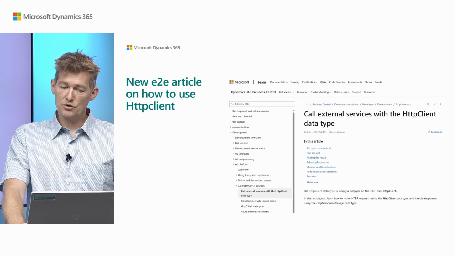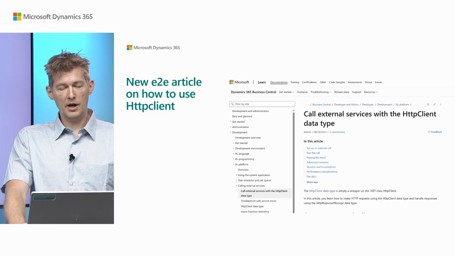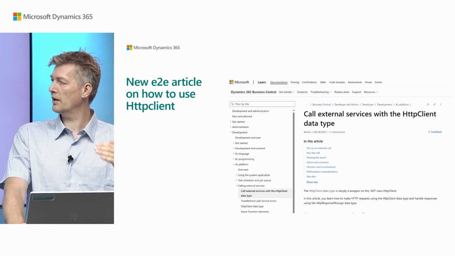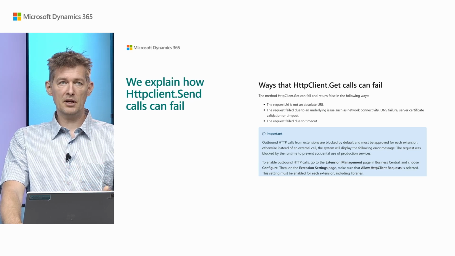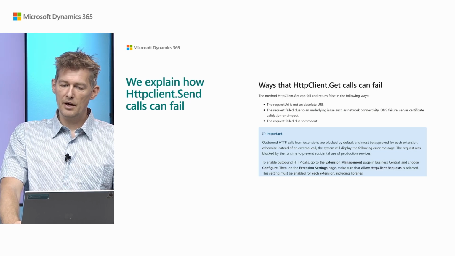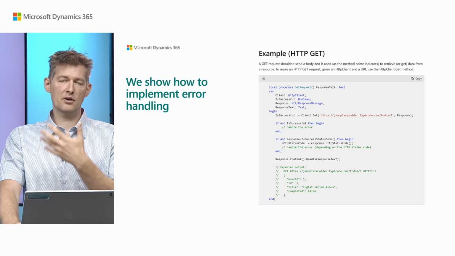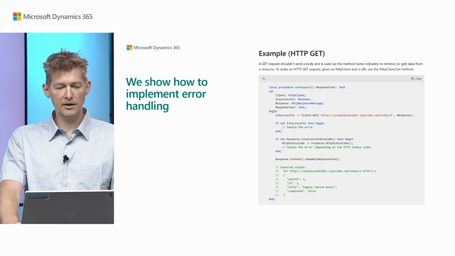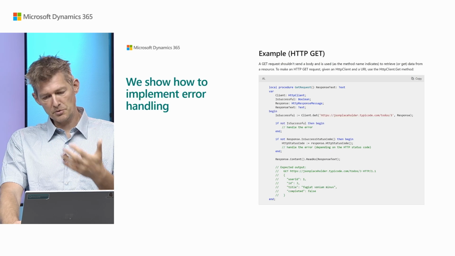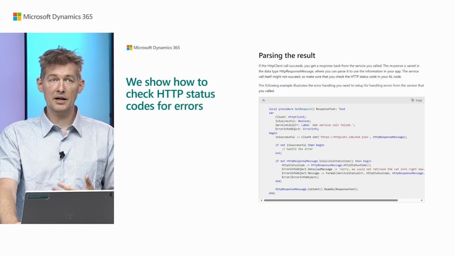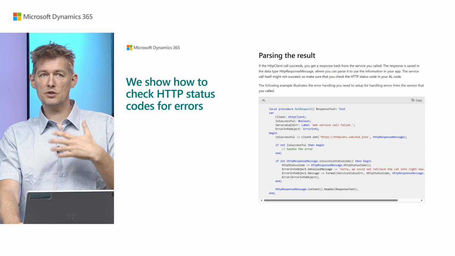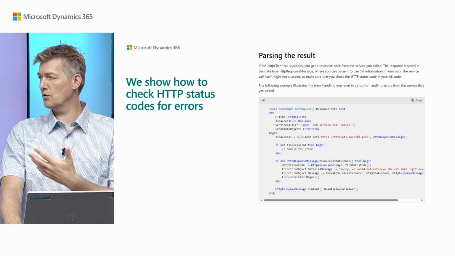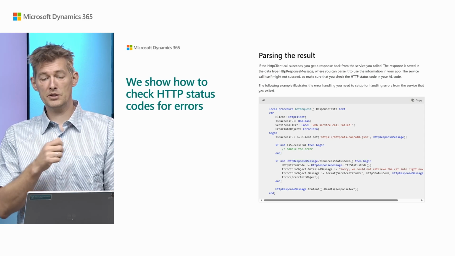First of all, an end-to-end article on how to use HttpClient, how to set up, run, and check for things. We also explain how HttpClient send calls can fail, so the different ways they can do that, as well as proper copy-to-clipboard code on error handling for the first part of setting up, as well as when you pass the results. When you pass the result from the service, you also need to check for status codes, and there's also code that you can just copy and make your code resilient.